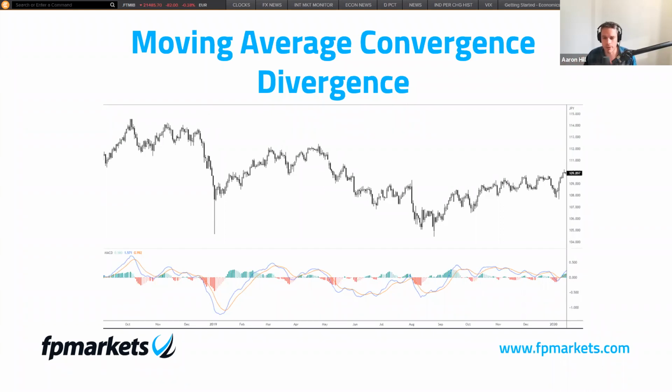Now, for anyone that's been around the markets for even a few months, you will have heard of the moving average, and no doubt you've looked into that. So a moving average is simply an average price taken from previous price action, and the average is calculated based on the previous price action over a specified period.